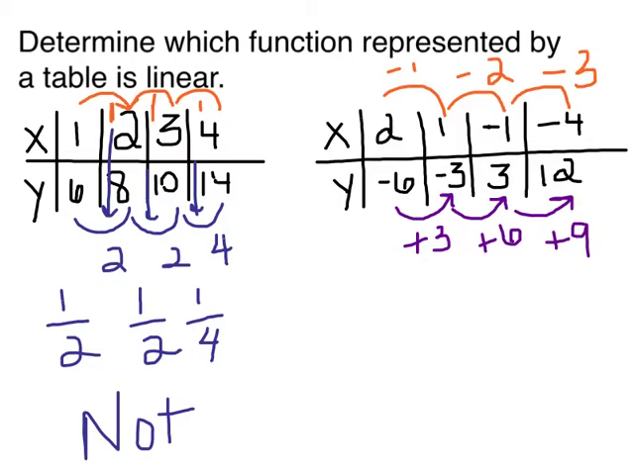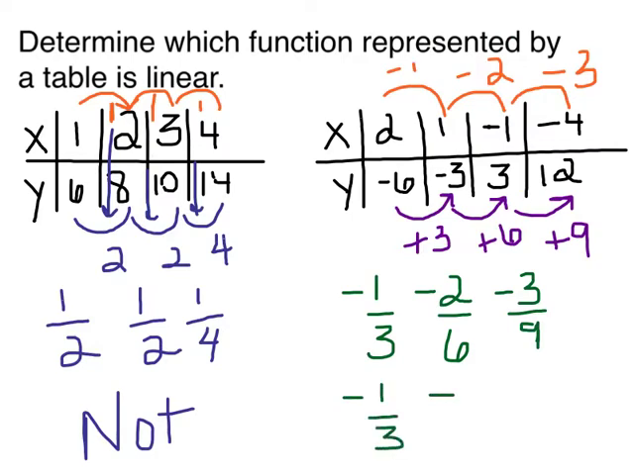We have negative 1 over 3. And we have negative 2 over 6, and we have negative 3 over 9. And if we look closely, we'll see this is reduced to negative 1/3, this reduces to negative 1/3, and this reduces to negative 1/3. So yes, this is a linear relationship.